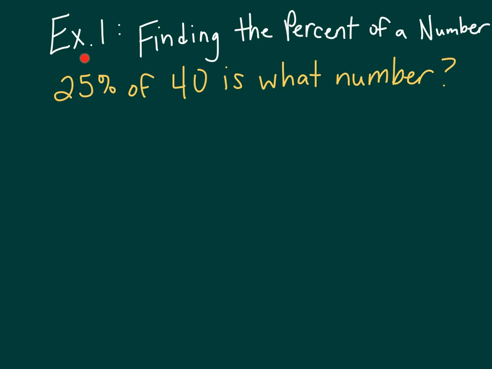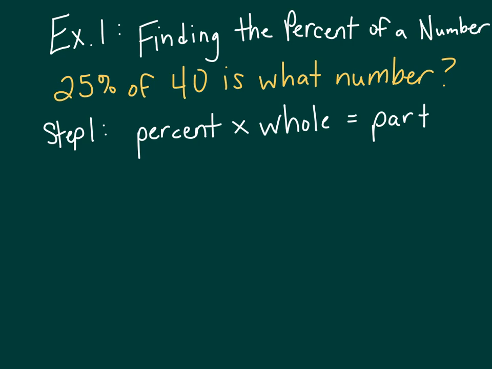So if we're talking about 25% of the number 40 here, we know that the answer we get is going to have to be quite a bit less than 40, because if we think about percentages, 25% is only about a quarter or a fourth of the whole amount. So we know whatever our answer is needs to be about a quarter or a fourth of 40.